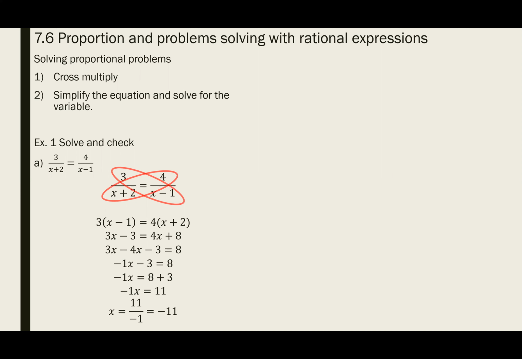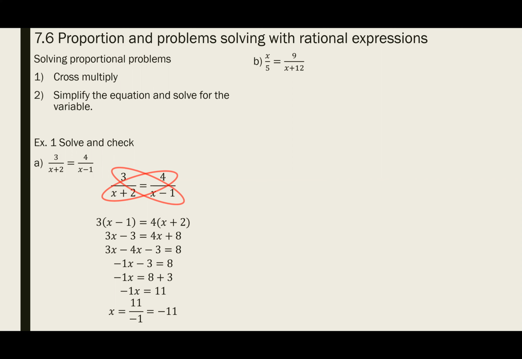So looking at this item, this is all that you need to do in chapter 7.6, which is a little bit easier than chapter 7.5, because your problem will always be proportional. Meaning if you look at B, this is what we have. We have a proportional problem, right? We have x over 5 equal to 9 over x plus 12.